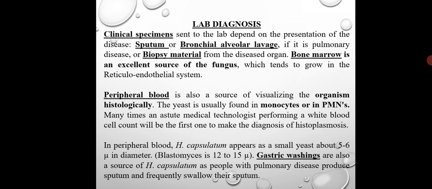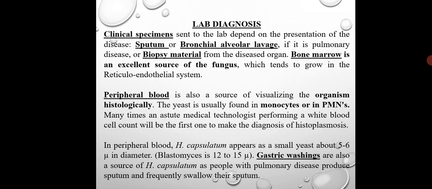The yeast is usually found inside the monocytes, and many times an astute medical technologist performing a white blood cell count will be the first one to make the diagnosis of histoplasmosis. And in some cases, gastric washings are also a source of Histoplasma capsulatum. And people with pulmonary disease can be easily diagnosed. Sputum can also be used for the isolation of this fungus. This organism can also be confirmed by culturing.